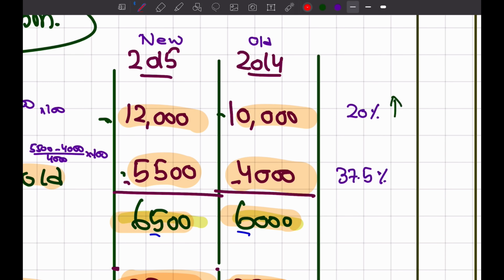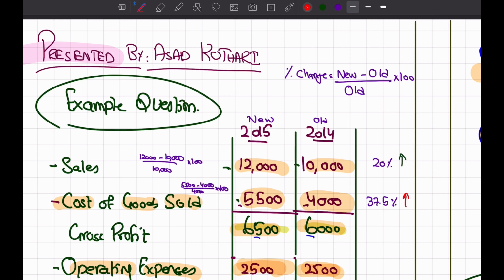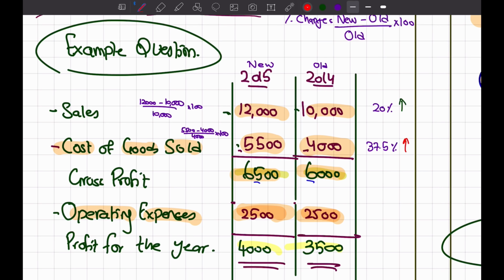The cost of goods sold increased by, I'll just use the red sign for that because cost of goods sold काफ़ी ज़्यादा बढ़ गया है. अगर सेल्स बढ़ी हैं 20% तो कॉस्ट ऑफ गुड्स सोल्ड बढ़ गया है 37.5%. That is a big sign and a big alarming situation to consider. क्यों? क्योंकि अगर हमारी सेल्स 20% बढ़ी हैं तो कॉस्ट ऑफ गुड्स सोल्ड को भी 20% बढ़ना चाहिए था. If you are earning 20% more, then you should be spending 20% more.